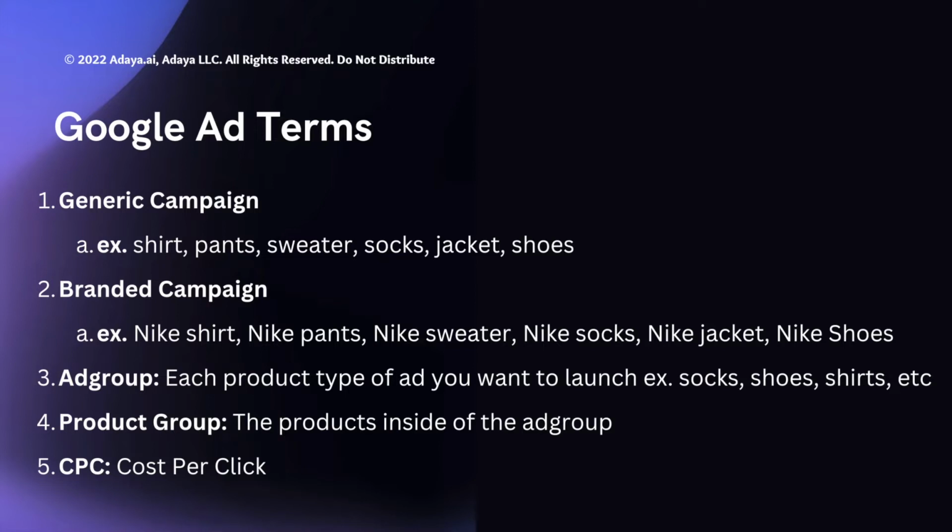Each ad group resides within a campaign, and each product type of the ad that you want to launch will be within the ad group. So if you own a clothing line, right, and you sell, let's say, socks, shoes, and shirts, these will all be within the ad group categories. And then it trickles down to product groups. So you have campaign, ad group, product group, right? It's like 1, 2, 3. That's kind of how it falls. And then CPC just means cost per click, which will be referenced a lot today.